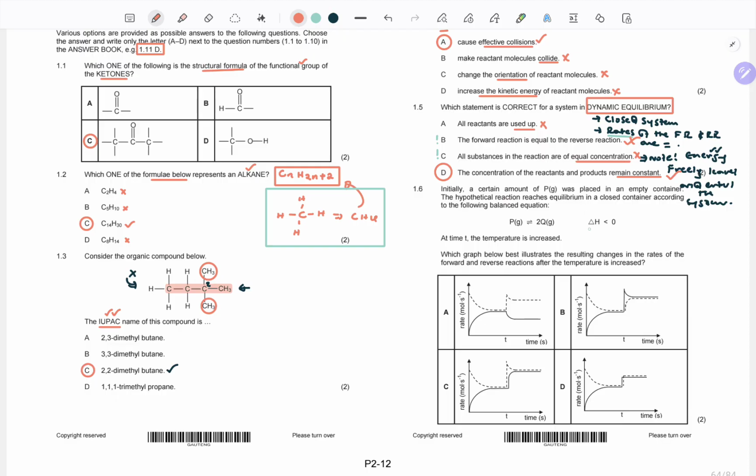We are told something that delta H is less than 0. Now remember, when delta H is just put without a qualification as to which reaction it is for, it then means this is the forward reaction. Forward reaction is exothermic, right? And this would mean the reverse reaction is endothermic.